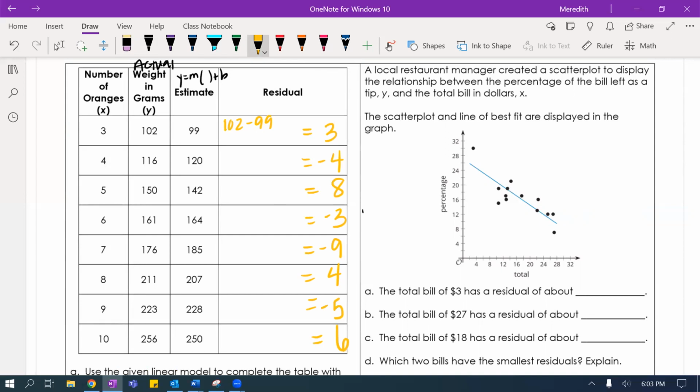So right away, I'm noticing that we've got 1, 2, 3, 4 of them that are positive, 1, 2, 3, 4 of them that are negative. So we've got a similar amount of positive and negative residuals. And all of these are fairly small. They're less than 10. They're not huge.